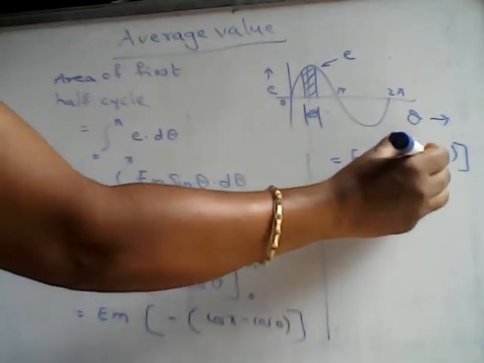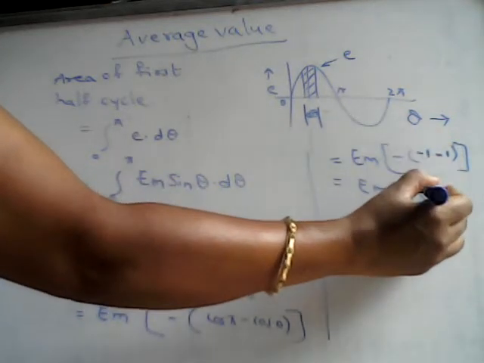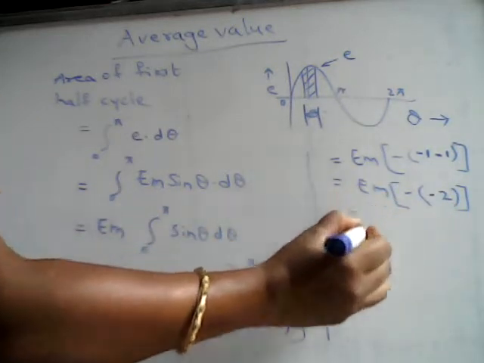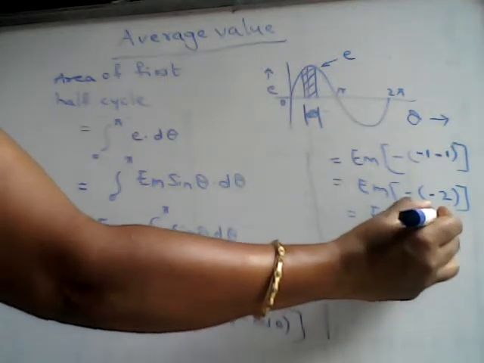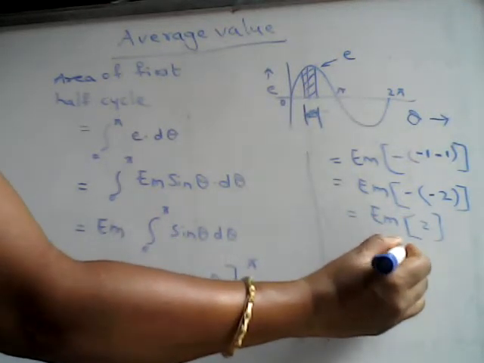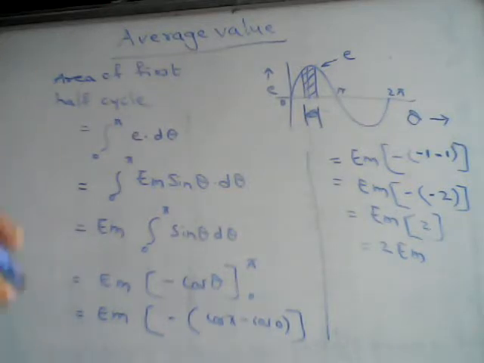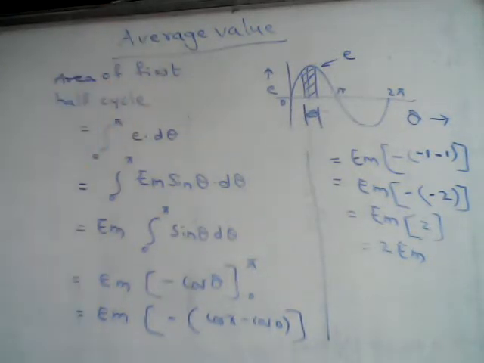minus 1 is when both the signs are of the same type, we have to add. So it is 2 with the sign that is minus. So this will be equal to minus into minus is plus into 2. So this is equal to 2 times Em. Now this is area of first half cycle that we have calculated.